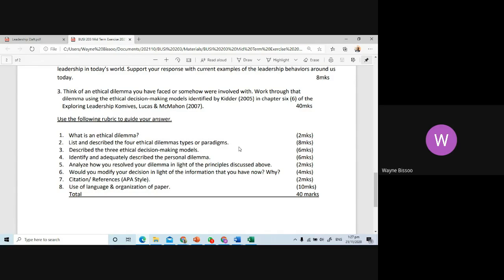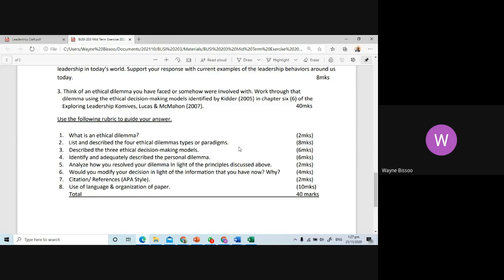And then you go to describe the 3 ethical decision making models that Kidder put out. Now, there are other models, but the one that Kidder recognized spoke to the concepts of rules-based thinking, ends-based thinking, and care-based thinking. You all remember that? Kind of. All right, so that means you'll have to go and revise the chapter. And of course, the presentation that was done on the chapter is available online as well. So you could go and look at that.